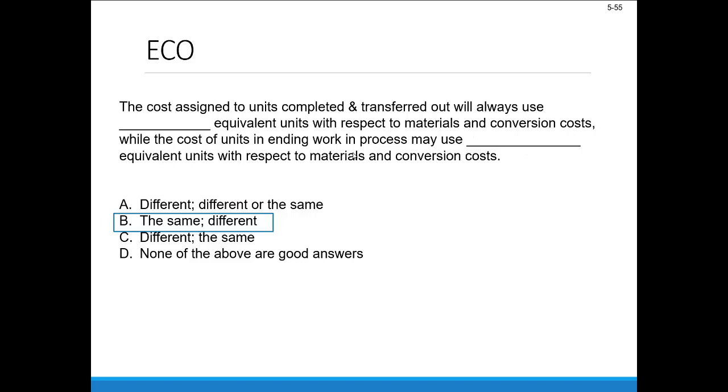While the cost of units in ending work in process may use different equivalent units with respect to materials and conversion costs. And we've seen that in our examples already. Oftentimes, ending work in process has different completion rates with respect to materials and conversion. So oftentimes we'll have different numbers of equivalent units sitting in that ending work in process.